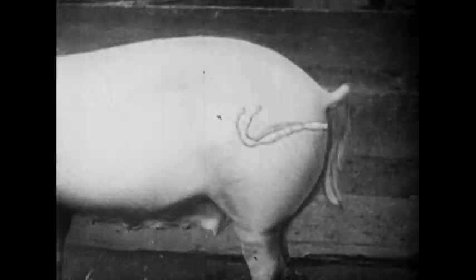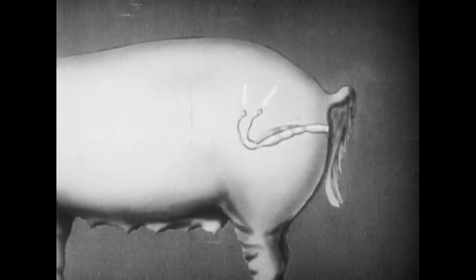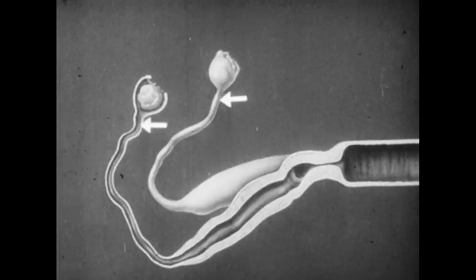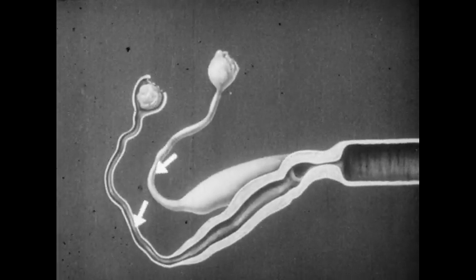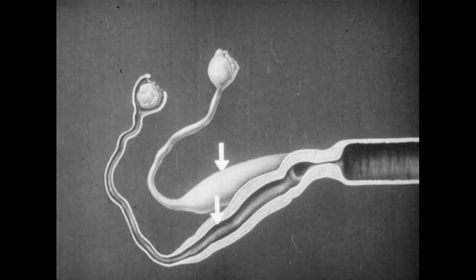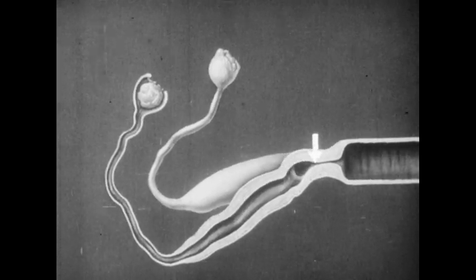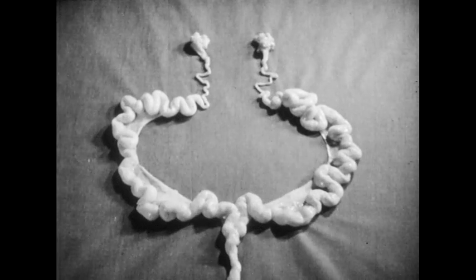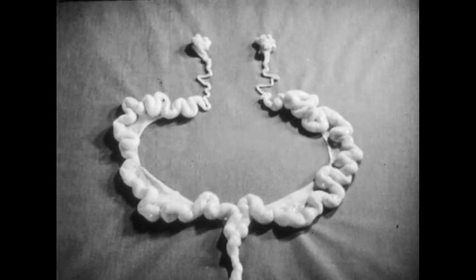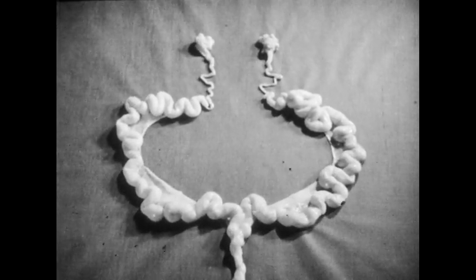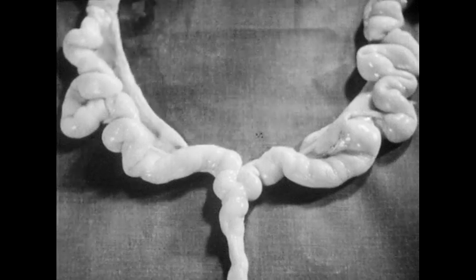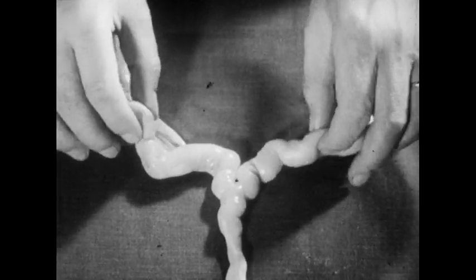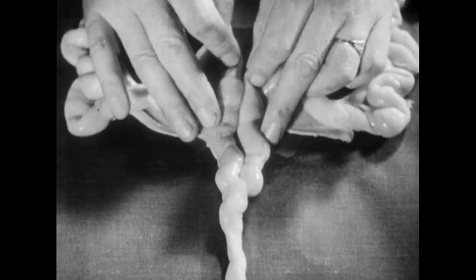The female reproductive system consists of 2 ovaries, 2 oviducts, 2 uterine horns, and the vagina. Here we see these same organs dissected out. In man, the uterine horns are fused into a single uterus.